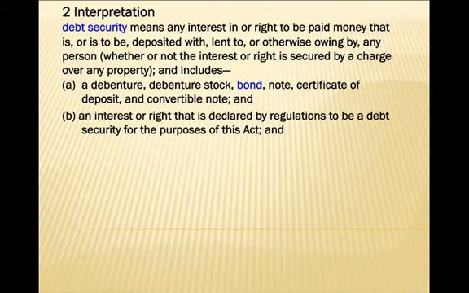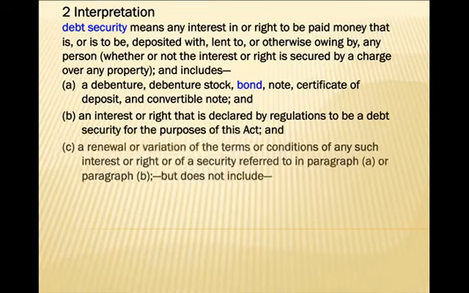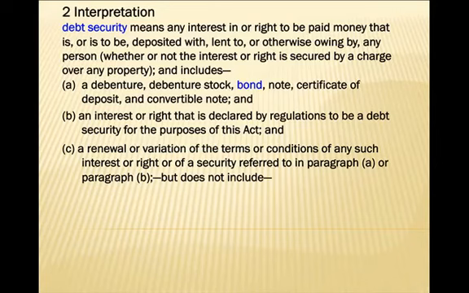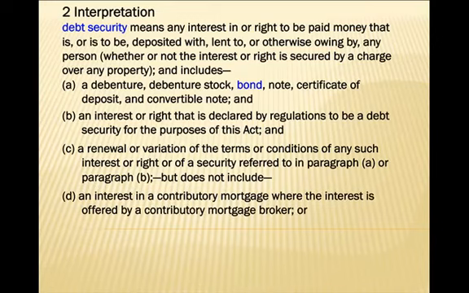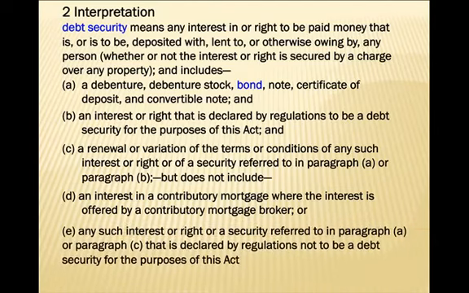An interest or right that is declared by regulations to be a debt security for the purposes of this act, and a renewal or variation of terms of conditions of any such interest or right or security referred to in paragraph A or paragraph B, but does not include an interest in a contributory mortgage where the interest is offered by a contributory mortgage broker, or any such interest or right of security referred to in paragraph A or paragraph C that is declared by regulations not to be a debt security for the purposes of this act.